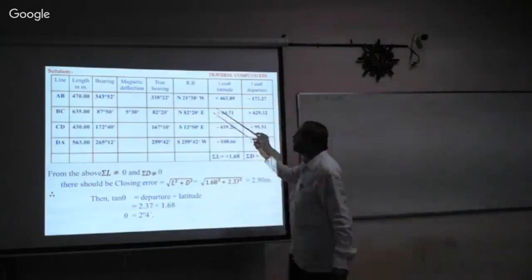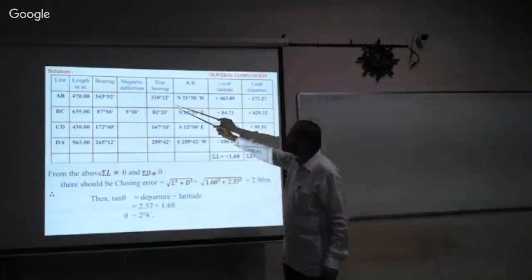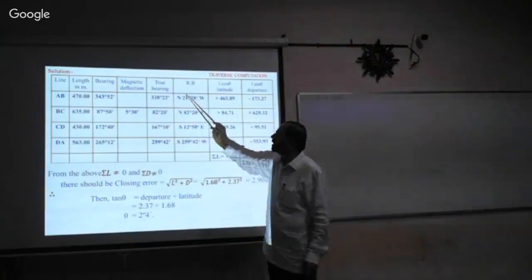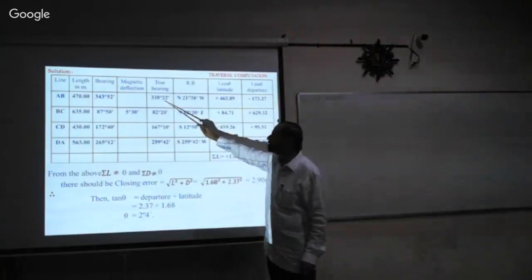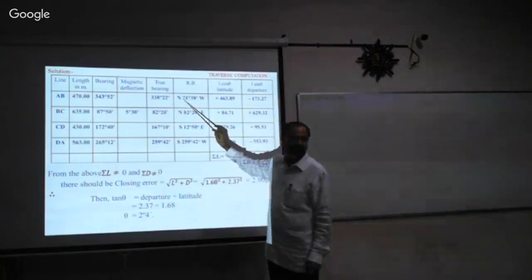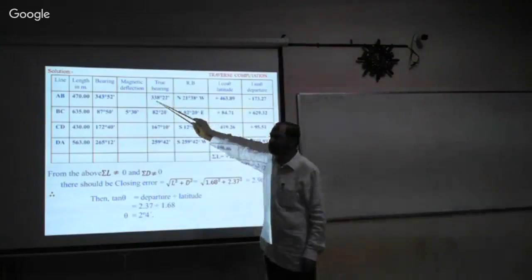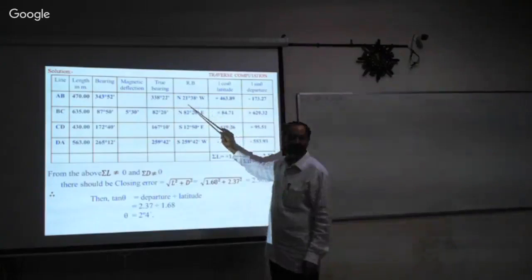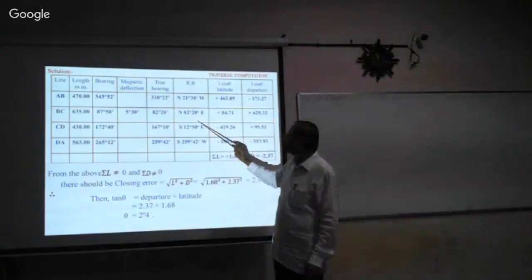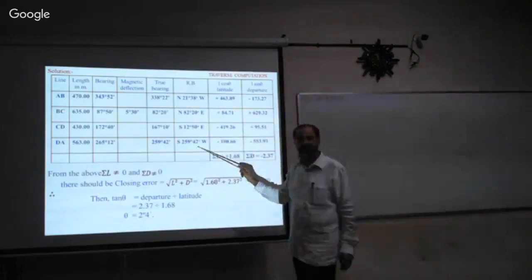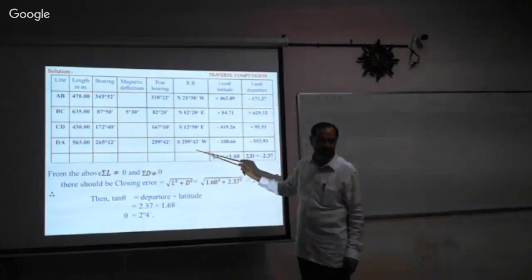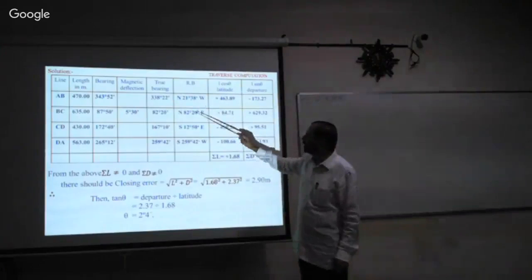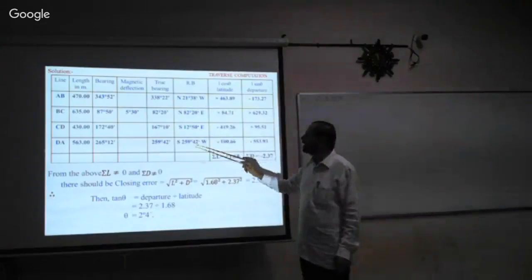Now see, now calculate the radial bearing, not west. 360 minus 338 degree 22 minutes. That gives you the quadrantal system bearing. Quadrantal system. Understood? AB, BC, CD, and DA.